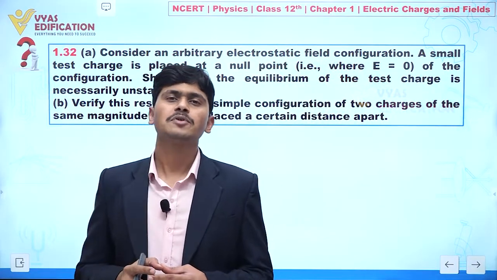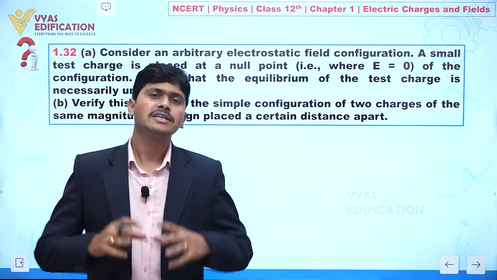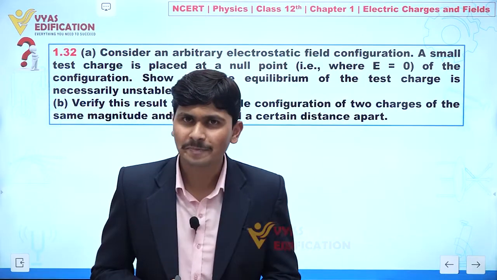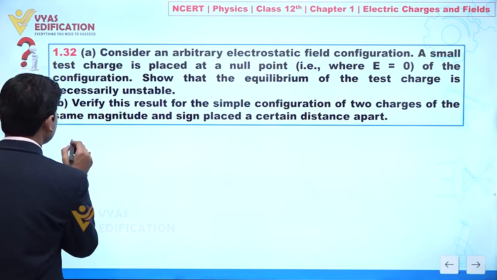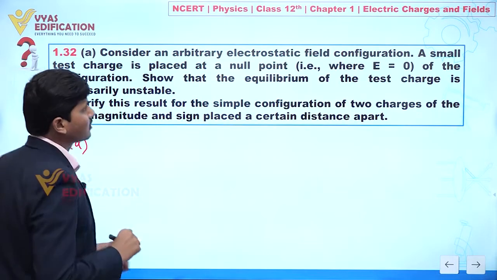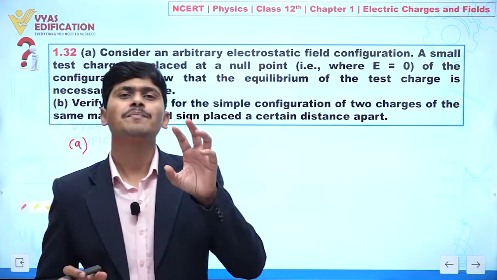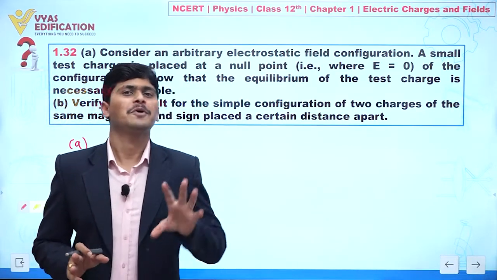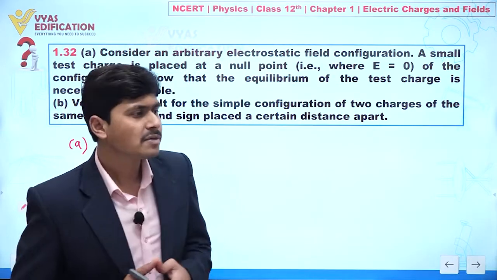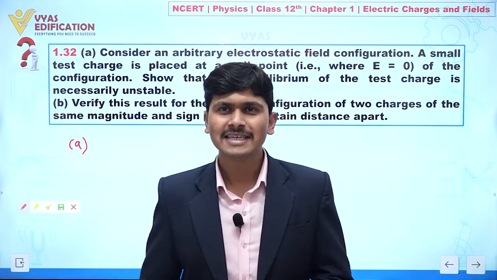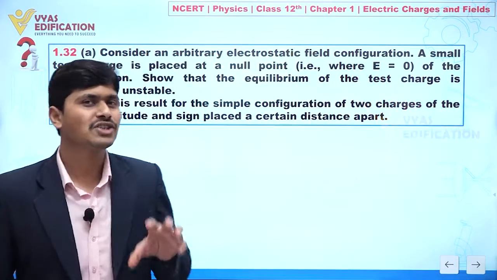It means, let's suppose if we are placing any test charge, it is highly unstable, or it is in the position of unstable equilibrium. Clear? So now concentrate. Let us try to understand what the given statement is. We have to prove that if we place a charge at a null point, it is an unstable equilibrium. So how can we prove it? Let's suppose we take a contradiction: we assume the charge that we are placing at a null point is in a stable equilibrium.